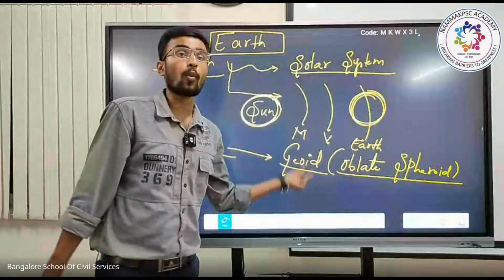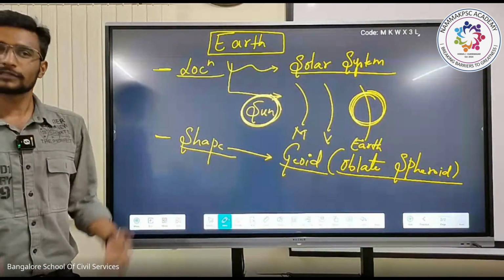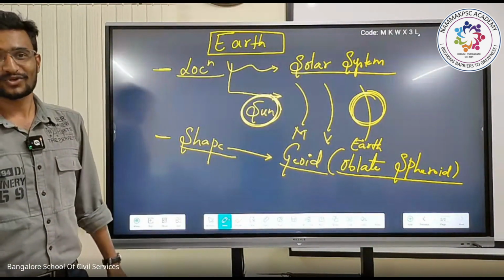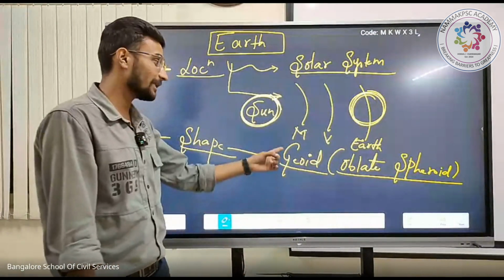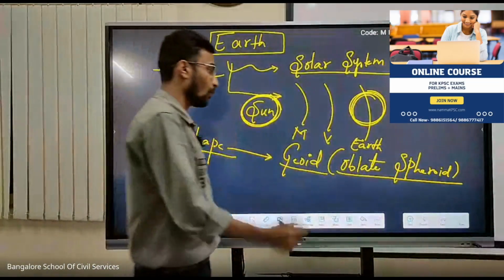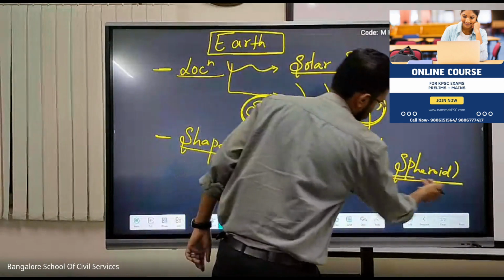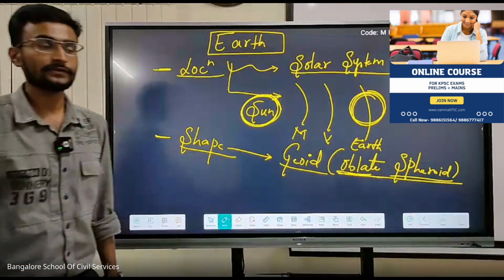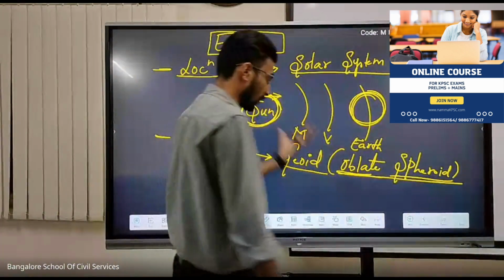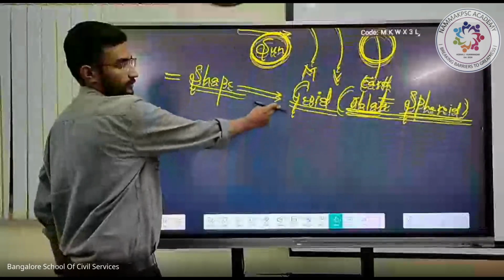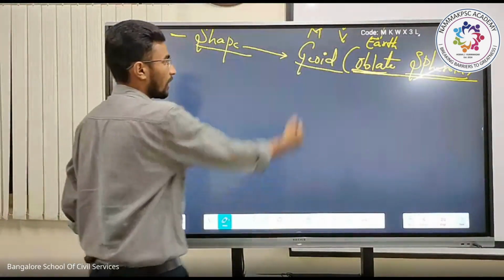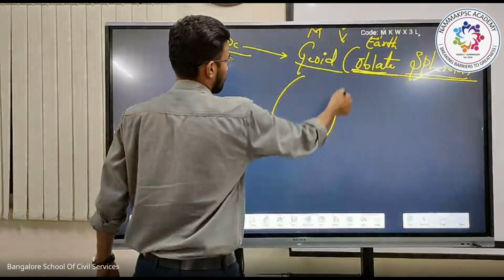So the shape of the Earth, when asked, is also called a geoid. Now, what is a geoid? Geoid is nothing but Earth-like. In the exam, if they ask, it is an oblate shape, an oblate spheroid. How does Earth look?